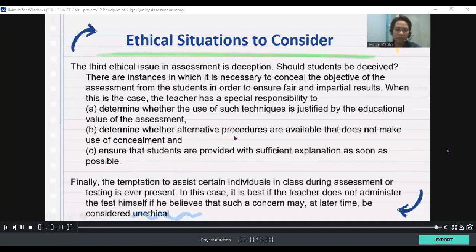Finally, the temptation to assist certain individuals during class assessment or testing is ever present. So we should not help or assist students on how to answer the test, or give clues. That is not allowed. We only answer as far as the instruction or direction. In this case, it is best if the teacher does not administer the test himself if he believes that it may later be considered unethical. So you ask another person to administer the test to avoid bias.